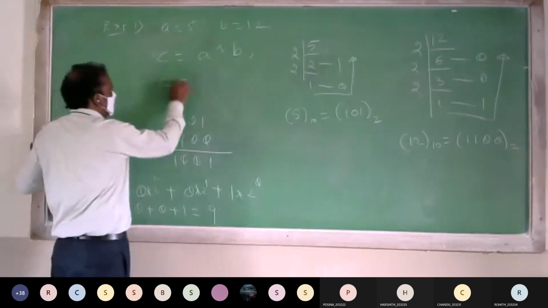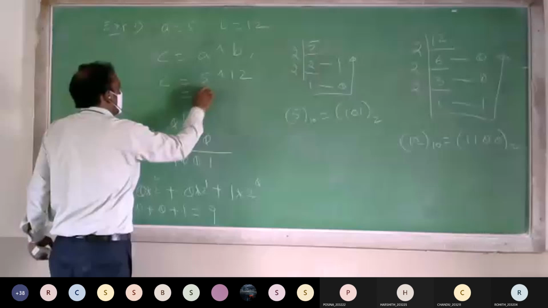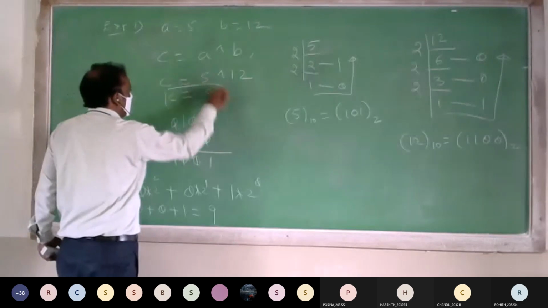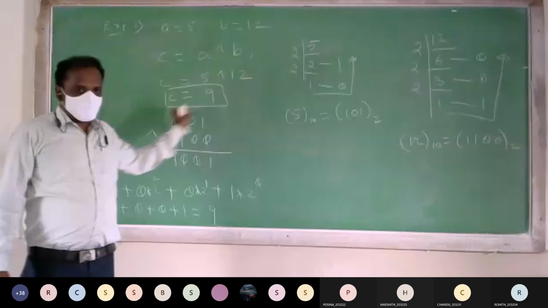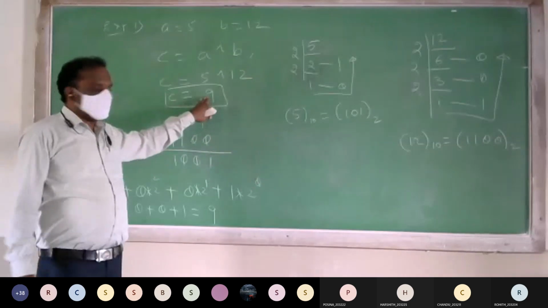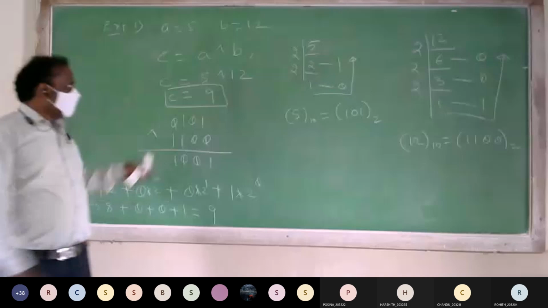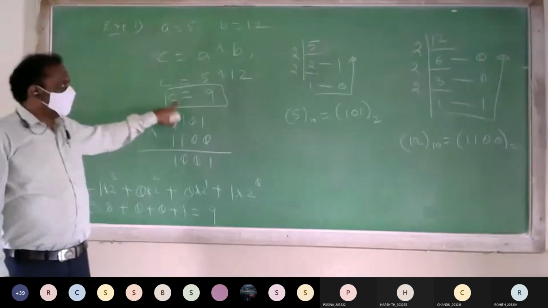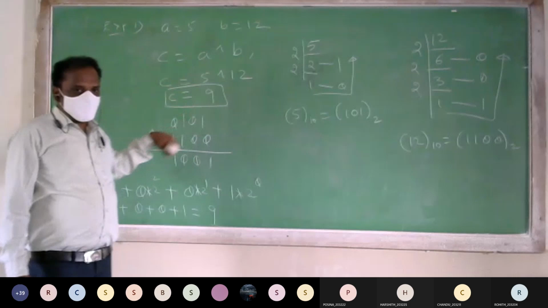So we say that C is equal to 5 XOR 12, which is 9. This is the final value we will get when we convert this problem into a program in the computer. We will see the value 9. I will show all the problems we discussed, which I have written on the board, converted into programs.